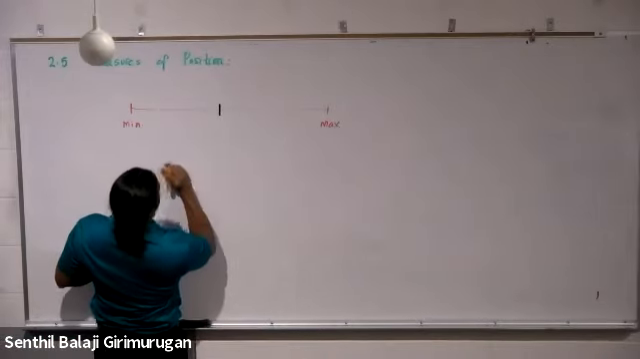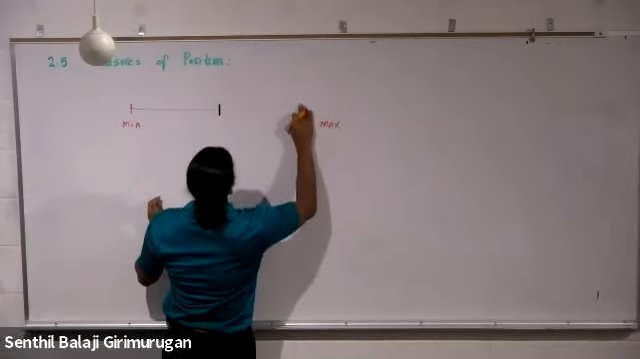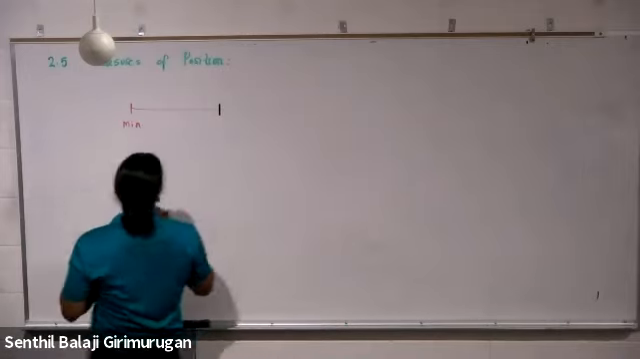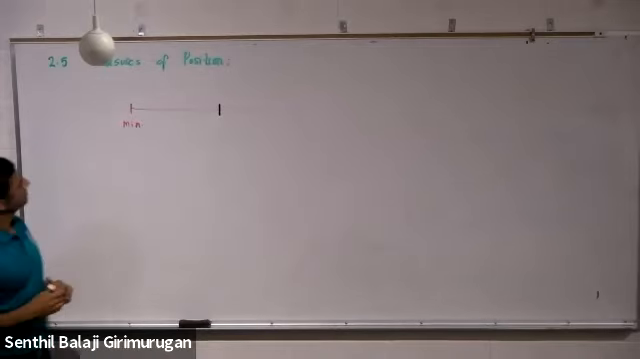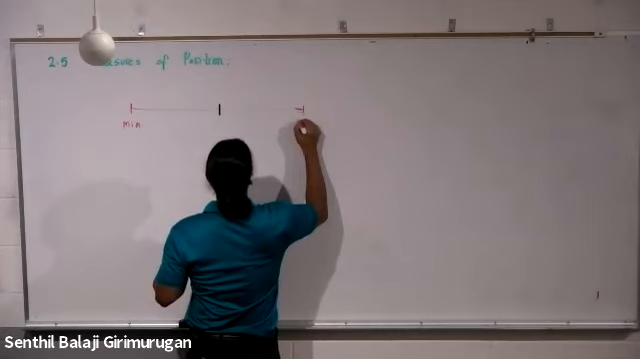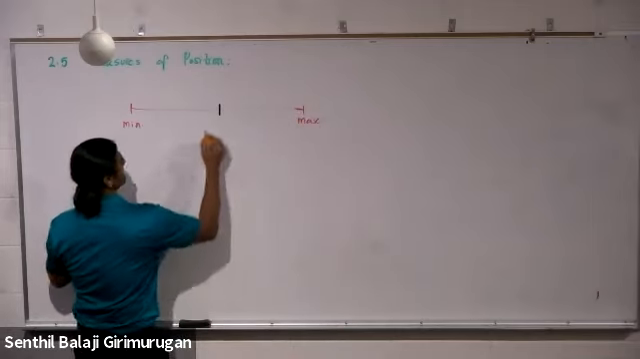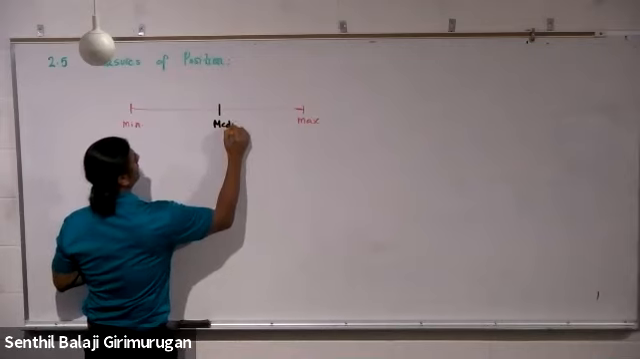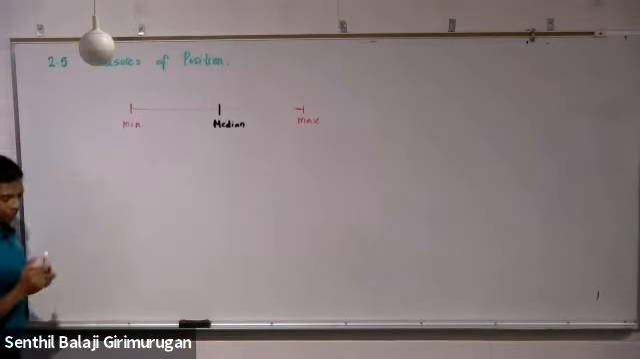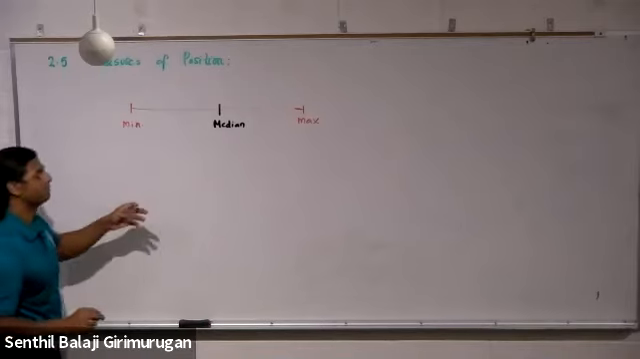So the middle. Relatively. Close enough. So the median cuts the data right in the middle. So that is actually a measure of position.